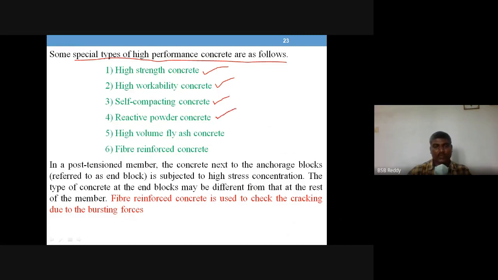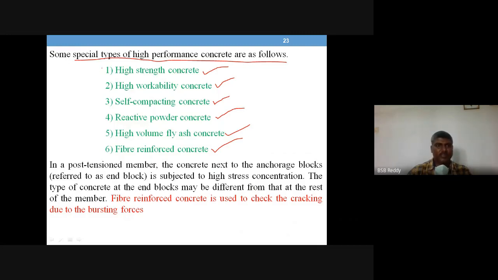And reactive powder concrete, where some portion of the cement is replaced with reactive powder, a partial replacement. High volume fly ash concrete, where again we partially replace cement with HVFA, high volume fly ash. Fiber reinforced concrete is very popular, where we use fibers. Again, there are different types of fibers: glass fibers, steel fibers, likewise. So fiber reinforced concrete also comes under high performance concrete.